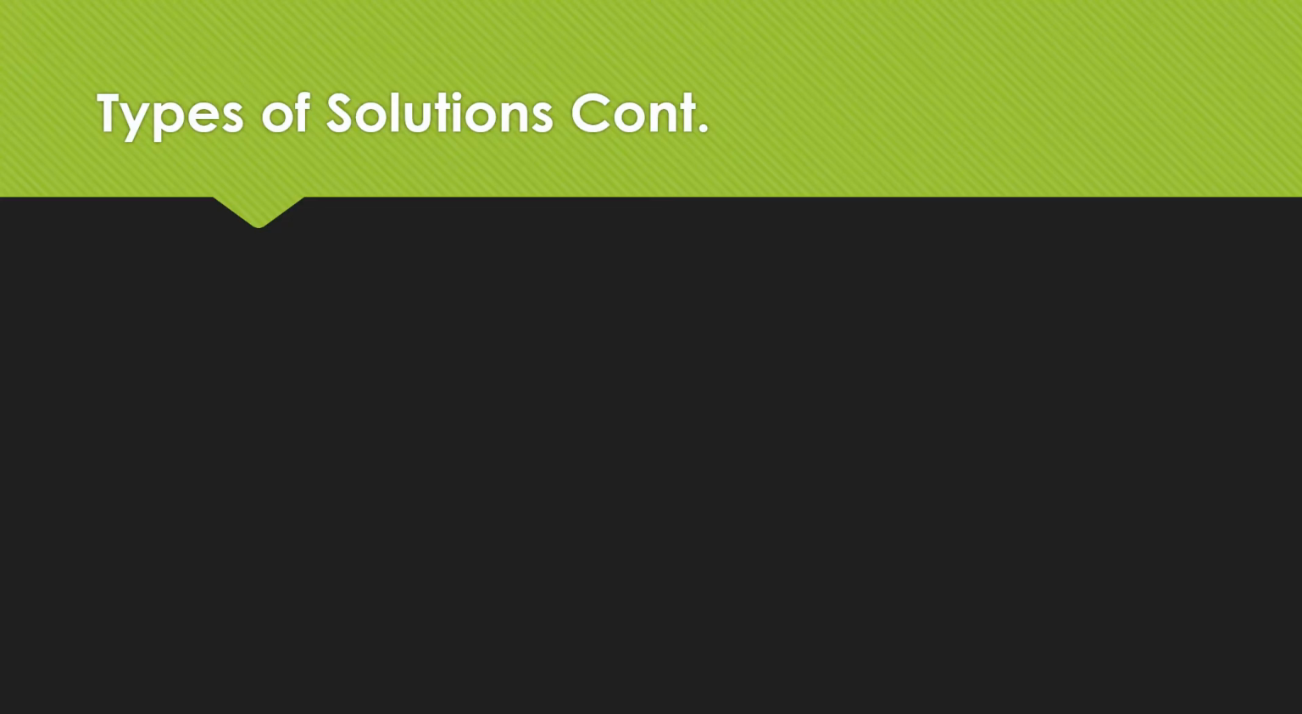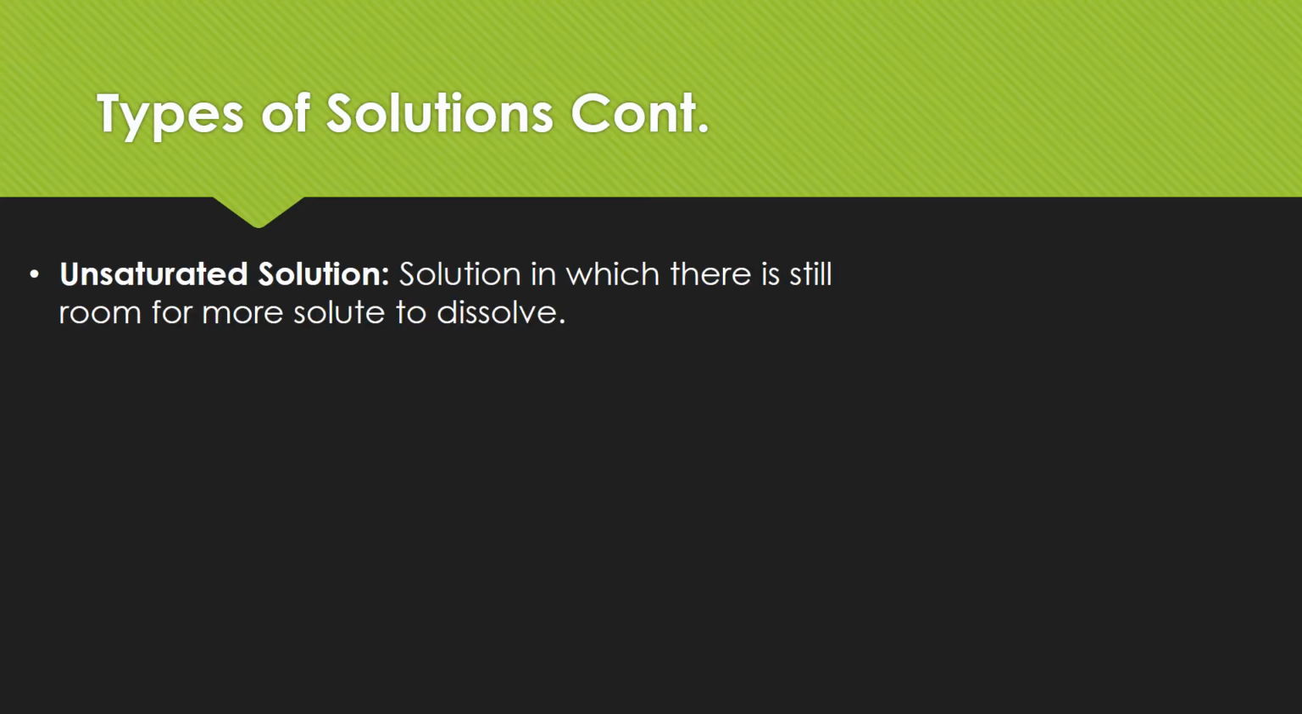So, some more types of solutions. First, we have an unsaturated solution. This is a solution where there's still more room for the solute to dissolve. Essentially, imagine yourself making that Kool-Aid glass again. You've poured in your drink mix, you've stirred it around, you've dissolved it, and it's all gone. It's now dissolved into the solvent, or the water. You taste it, but you want some more. So you go back and you pour some drink mix in and you dissolve it again. Well, there was still room.